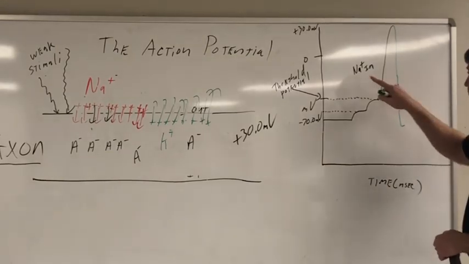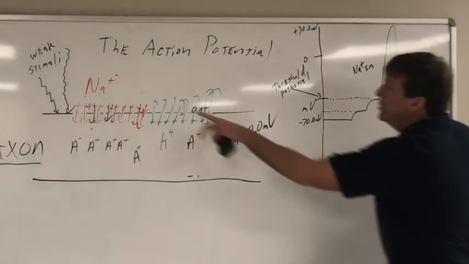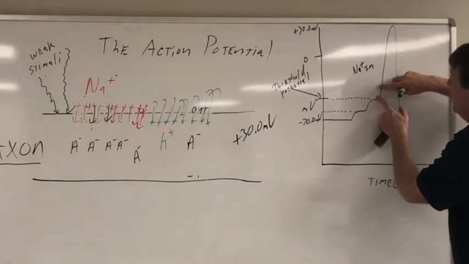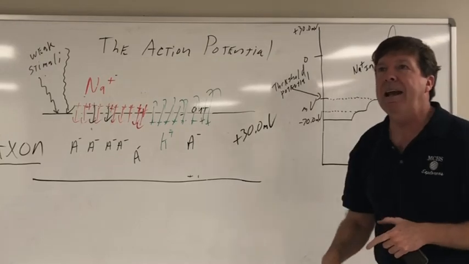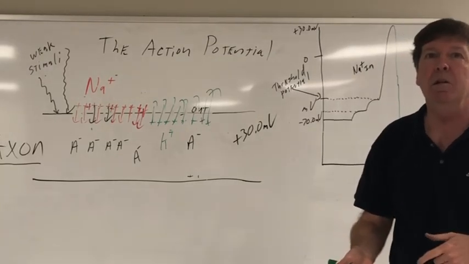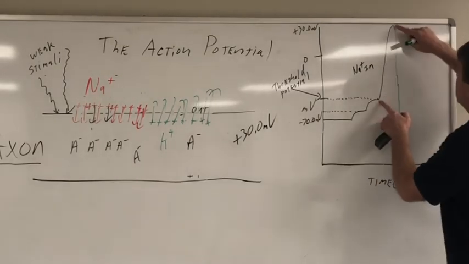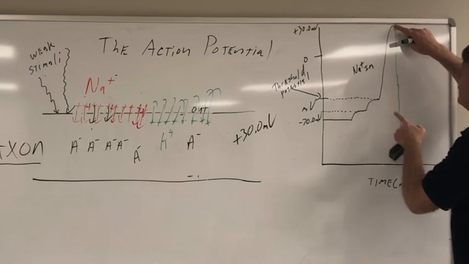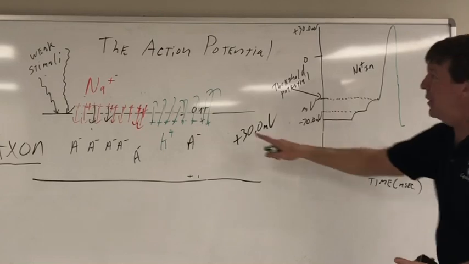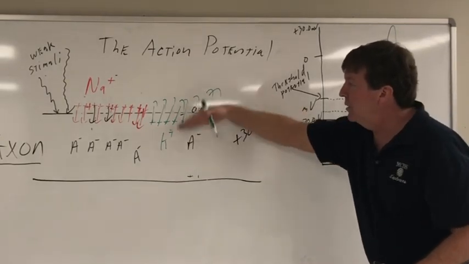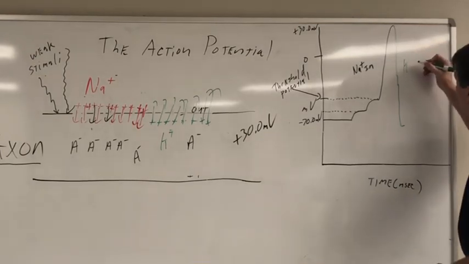So here it is. We had sodium rush in at the start, so the reds rushed in, and we hit threshold potential. This threshold potential can have differing values depending on where we are in the central nervous system. So we rushed in. Now, once we hit positive 30, we get the potassium gates opening. That's what happened here, and these potassiums are leaving.